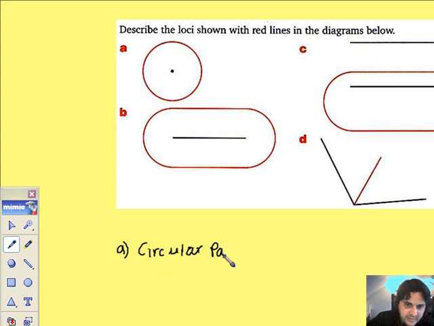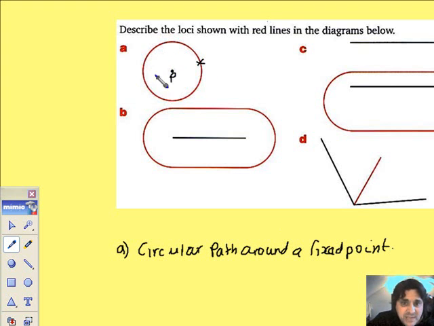A circular path around a fixed point. Is that alright? So I'm saying that wherever this point is, whereas I move around this fixed point, call it P, it'll always be the same distance from it all the time. So it's a circular path around a fixed point.